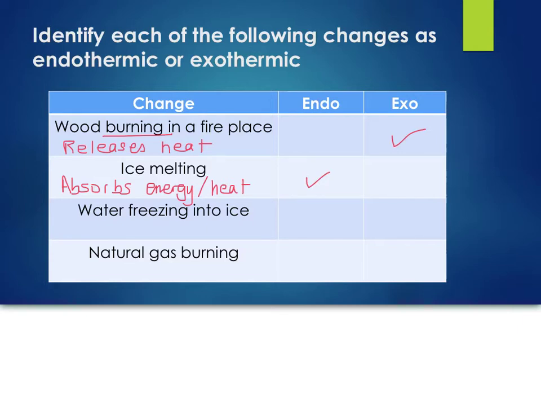Water freezing is the opposite of ice melting. It has to release heat because it gets cooler, so that is exothermic. Natural gas burning, just like we did with the wood burning, it releases heat. So that makes it exothermic. Now let's go back to the ice melting and water freezing a bit.